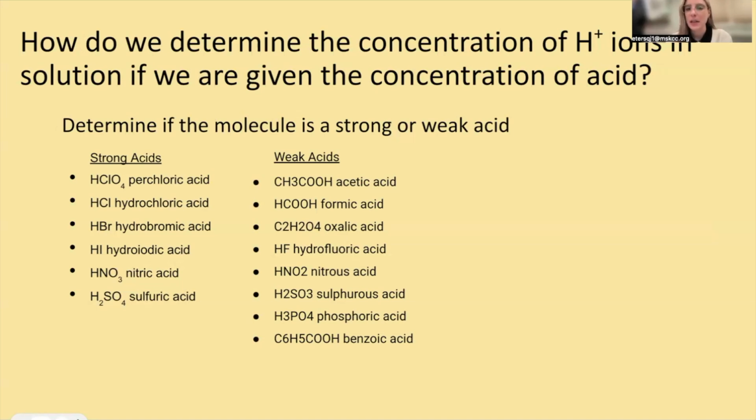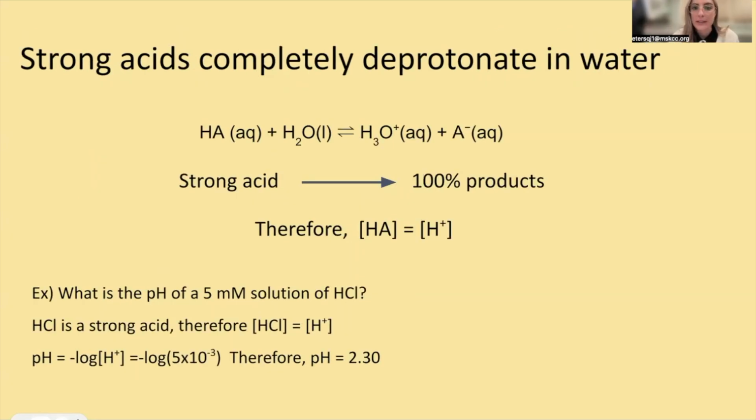Now, what if instead you were given the concentration of the acid? Is that exactly equal to the number of H plus ions in solution? Not necessarily so. So the first step is to determine if the acid that you are referring to is a strong or weak acid. There's essentially 6 strong acids. Everything else can be considered a weak acid. Strong acids completely deprotonate in water.